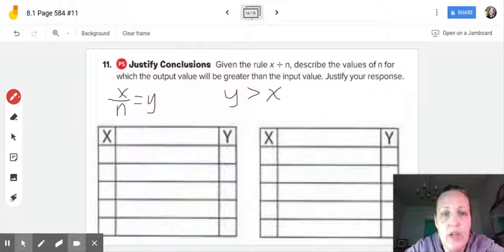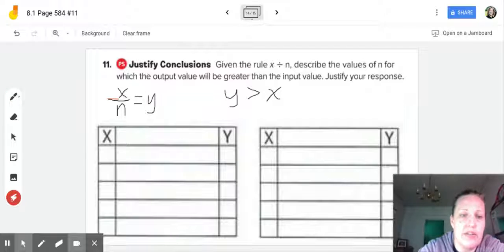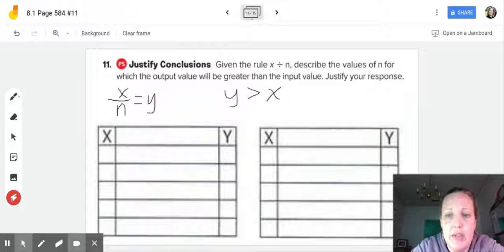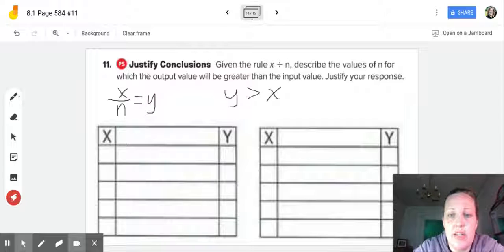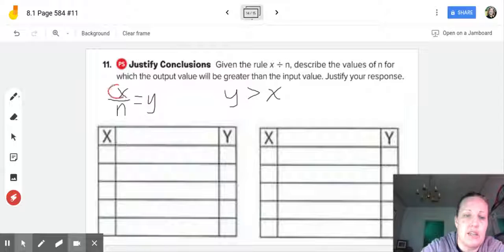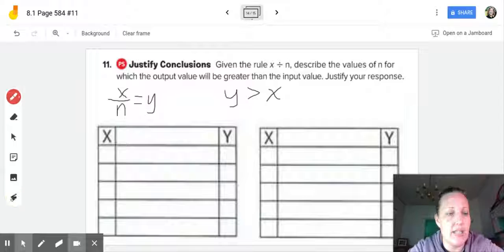problem. So we have a rule, x divided by 9, and I've represented that here with this vinculum, x divided by 9. And we're going to describe values for n for which the output, which is y, will be greater than the input, which is x. In other words, we want to find a situation where y is going to be greater than x when I divide x by 9. So we're going to just try some things.